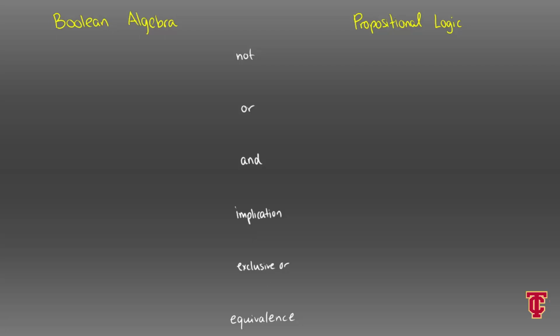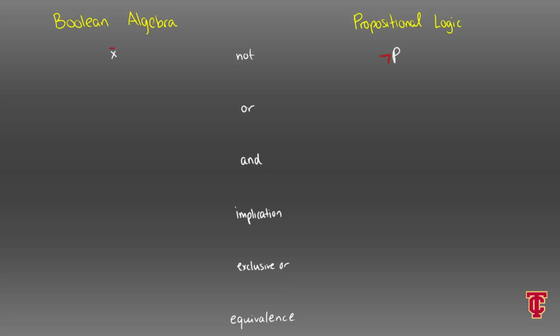In propositional logic, when we want to say not P, we use this negation symbol. In Boolean algebra, typically we use lowercase letters x, y, and z, though we can use capital letters too. When we have a negation, we put a little line on top. So this would be not x, or you could think of it as x bar or x complement.